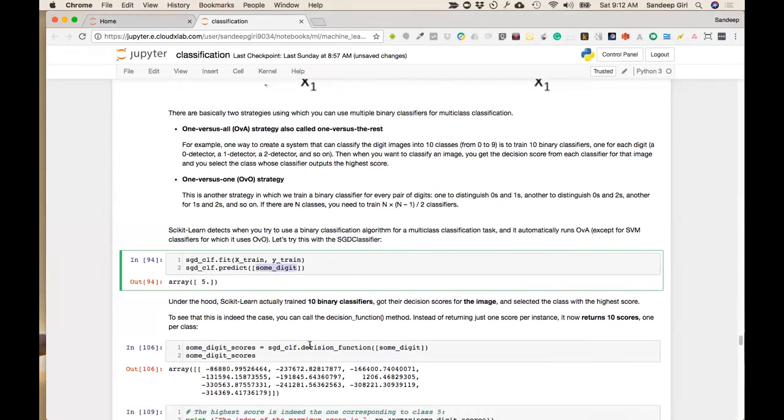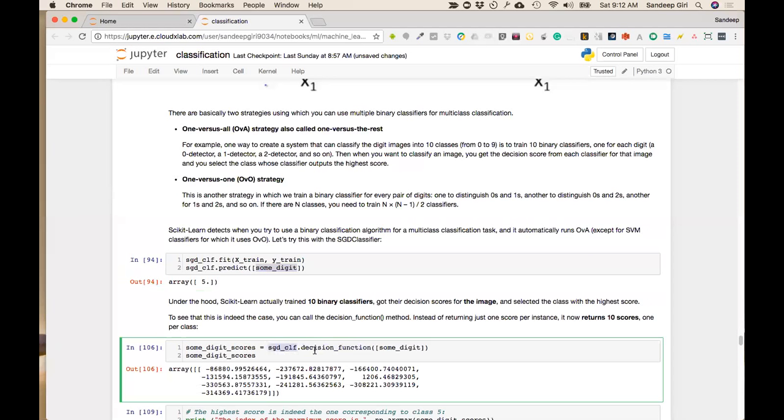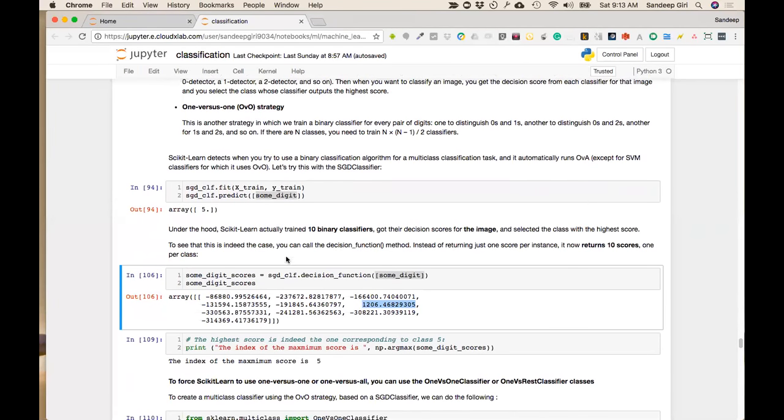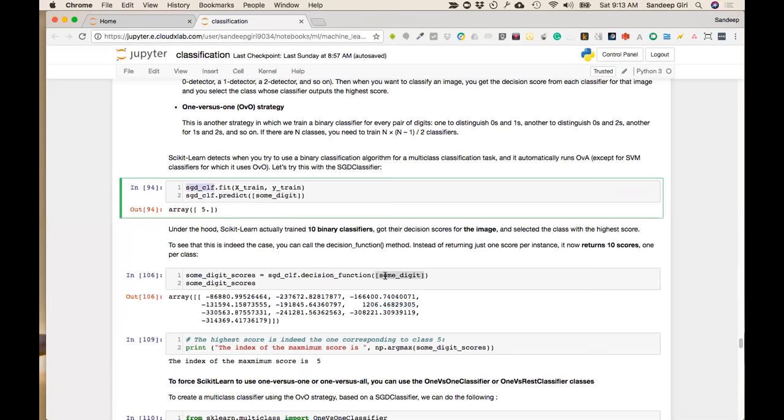If you don't believe me, if you just say sgd_clf.decision_function and give some digit, it gives us 10 scores, which means that it has internally created 10 classifiers, and these are the scores of each of the classifiers. And which one is the maximum? This one is the maximum, which is 0, 1, 2, 3, 4, and 5. So internally, SGD classifier does this.